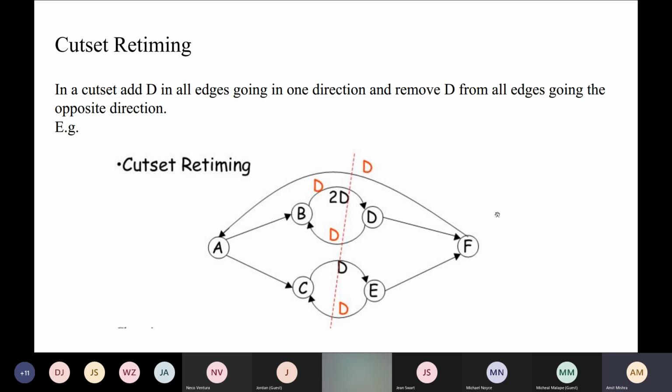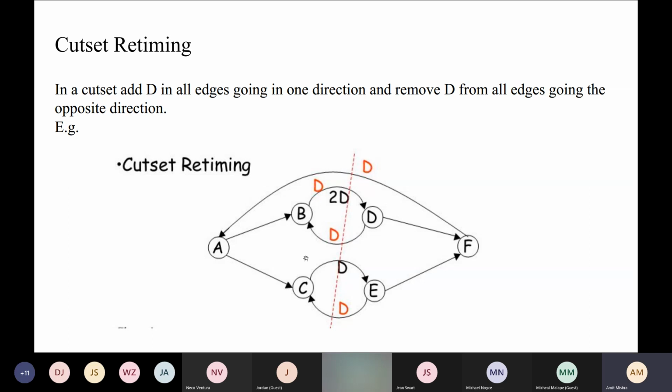The other heuristic retiming algorithm is called cutset retiming. It's very similar to the one we saw for pipelining, but here you can't add extra delays. So what it says is that you find a cut set, find all the edges that it cuts. If you decide to reduce one delay from all the left going edges, then you can add one delay to all the right going edges and vice versa.